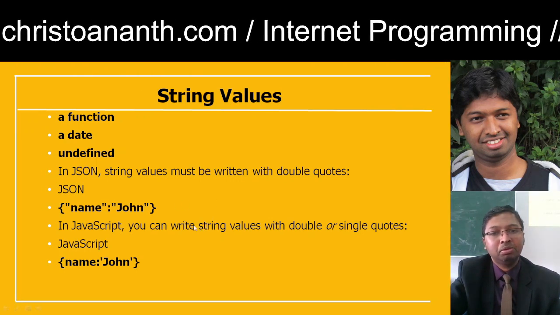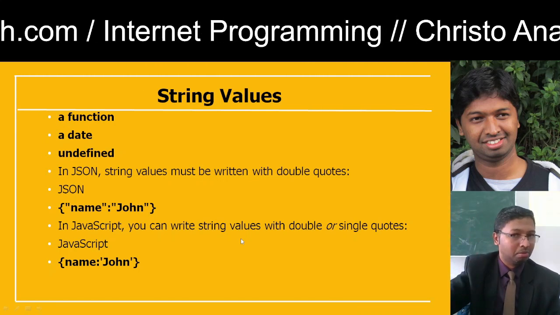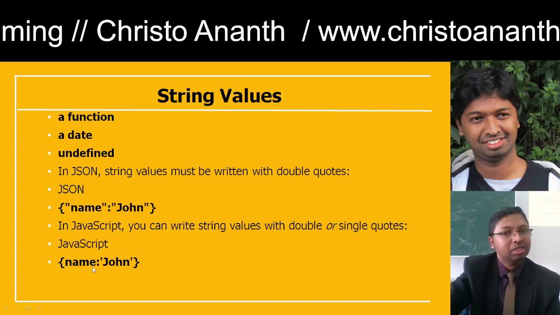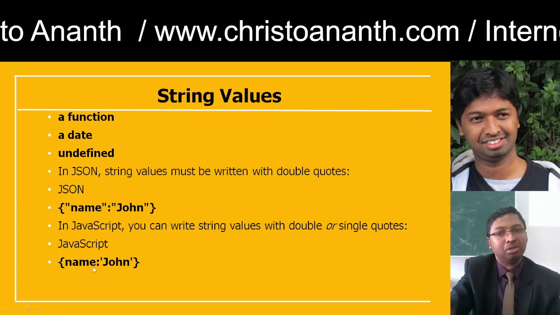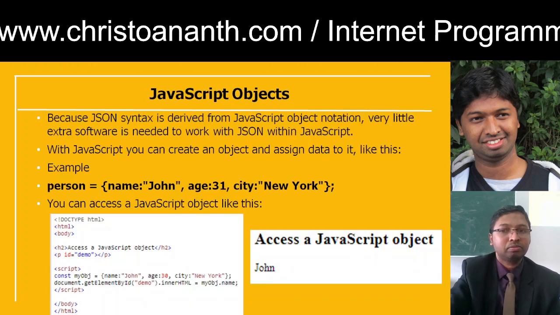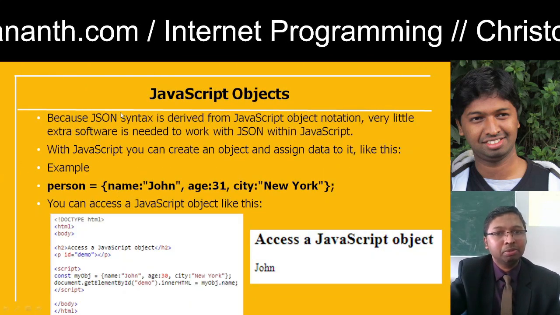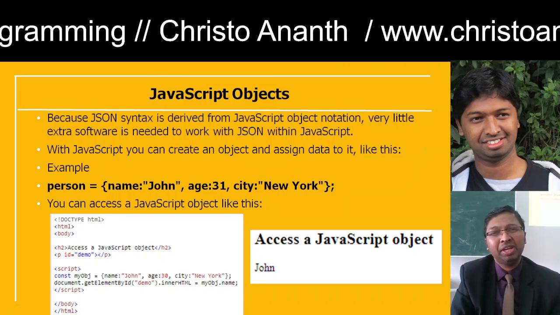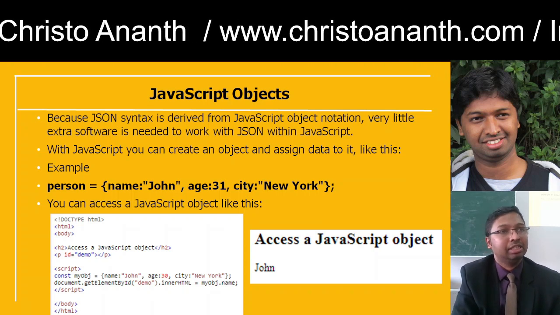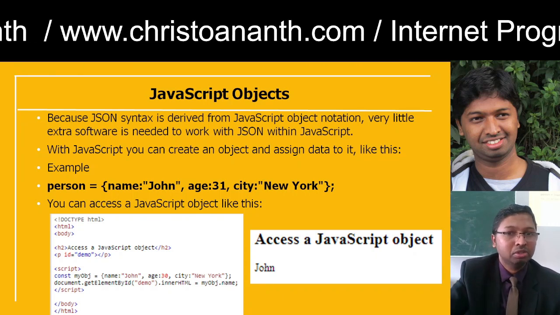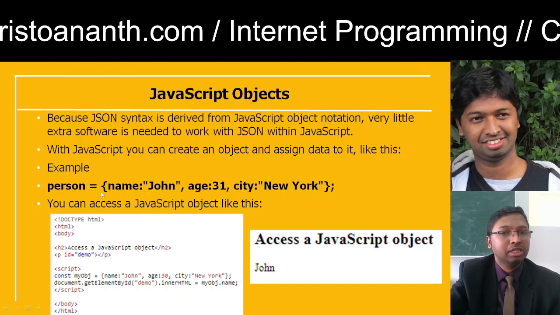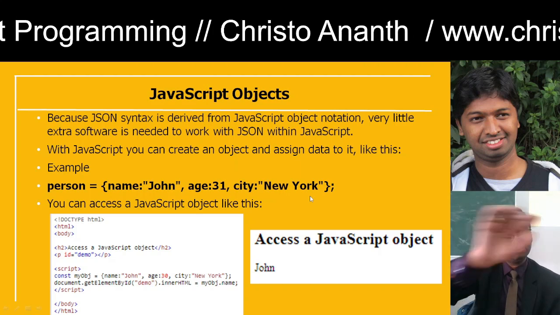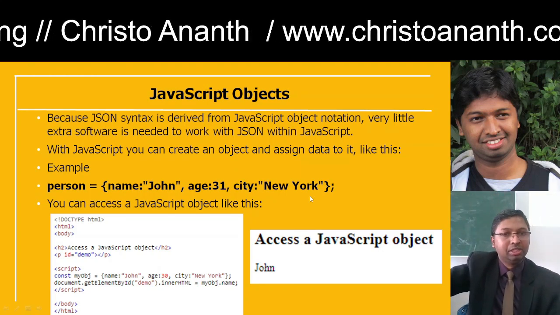In JavaScript, you can write string values with double quotes or single quotes. Maybe you can say name, double quote, John, double quote. Similarly, name John within single quotes you can specify. So these are the JavaScript objects. Because the JSON syntax is derived from JavaScript object notation, very little extra software is needed to work with JSON. So maybe within a single line you will have person equal to name John, age 31, city New York, everything in a single line with double quotes.